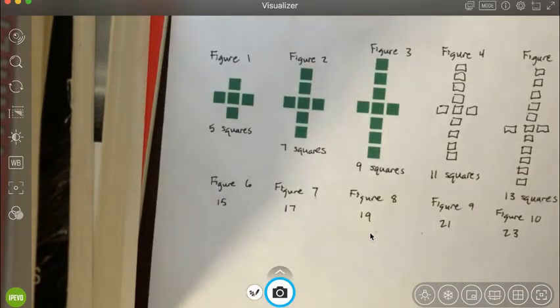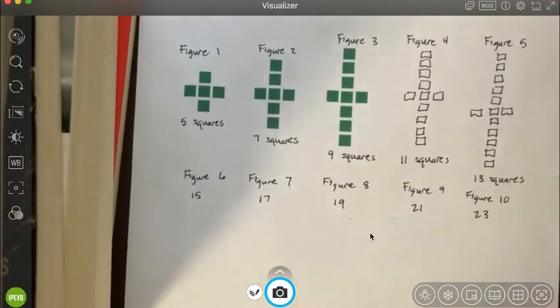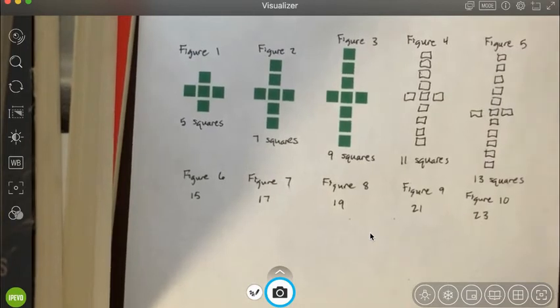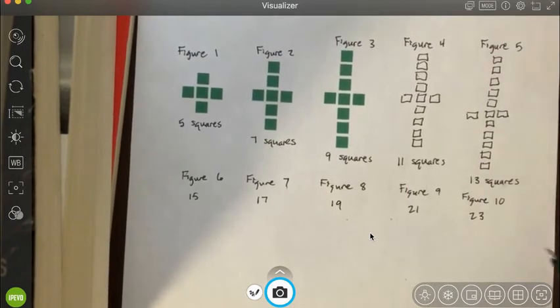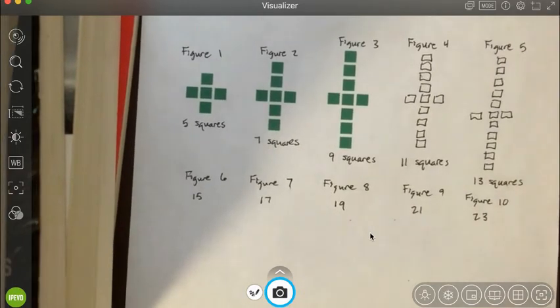Not so bad down here, but if I say, what about figure 50? Well, that's going to be a real pain if I have to write it all out. And so I'm betting that somewhere in here, there's a strategy to figure out how many squares are in any figure, even if it's in the thousands, millions, whatever it may be.